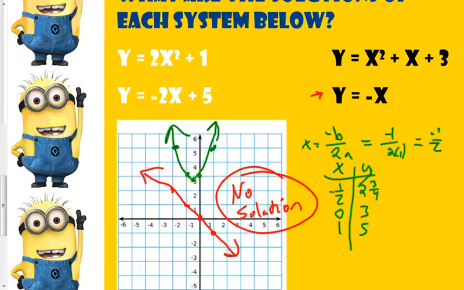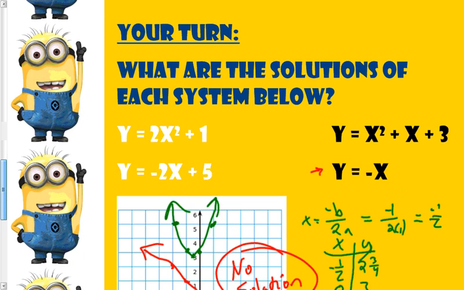All right, so looking at this one, when I graphed the quadratic, I found the vertex to be negative 1/2 and 2 3/4, and then I used 0, 3, and 1, 5 on the one side and reflected them across. That's in the green. And then the linear equation y equals negative x just goes through the origin and has a slope of negative 1. So if you look at the graph, they'll never cross, and that means there is no solution for this one. So that's the graphing method for solving systems of equations.